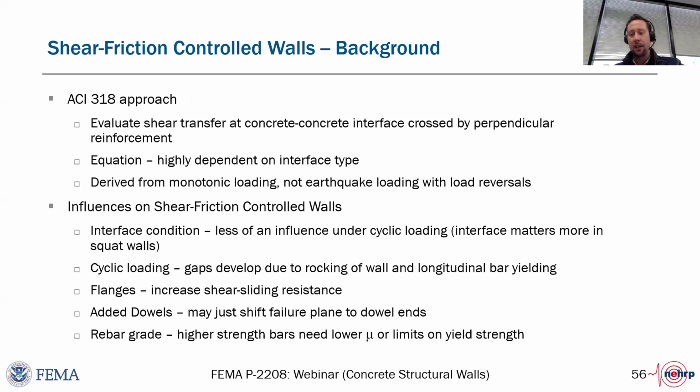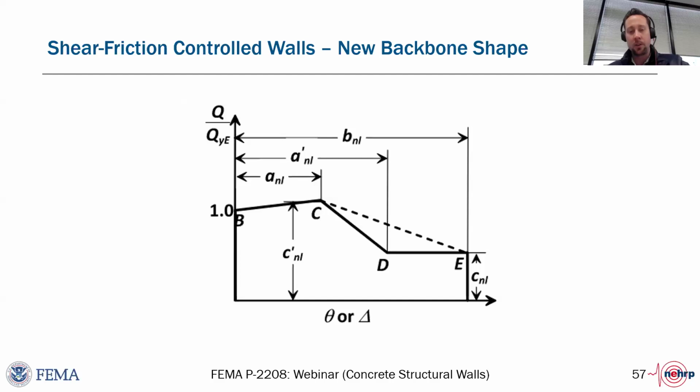So we actually find there's a different mu that's recommended for the shear strength, and generally the difference in mu's is much less than what you'll see in ACI 318. And generally we saw a little bit lower strength. This is the backbone that was developed for shear friction.